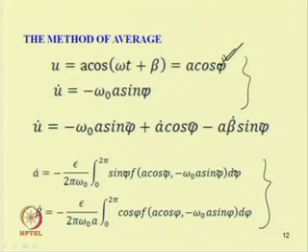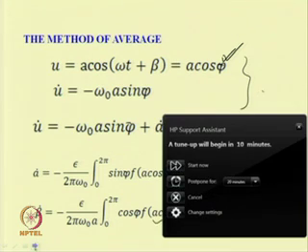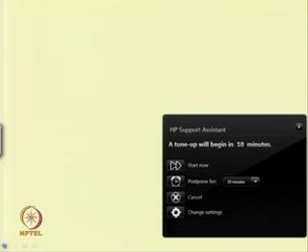and beta dot equal to minus epsilon by 2 pi omega 0 A, integral 0 to 2 pi, cos phi into f of A cos phi and minus omega 0 A sin phi. Here A cos phi is u and minus omega 0 A sin phi is u dot. So, substituting u equal to A cos phi and u dot equal to minus omega 0 A sin phi, we obtain this equation. Let us take a few examples.